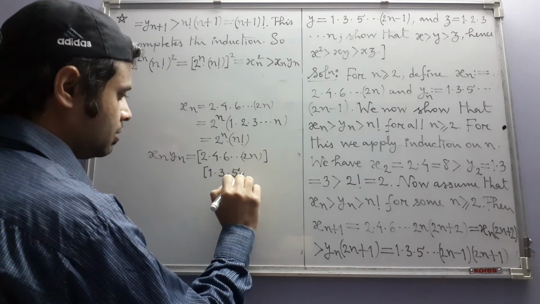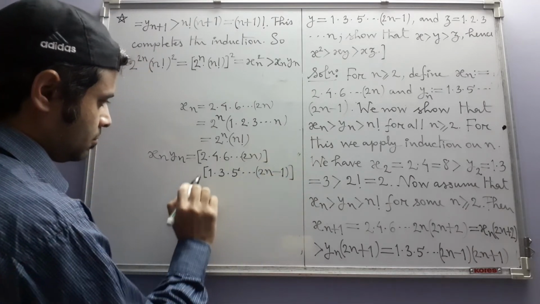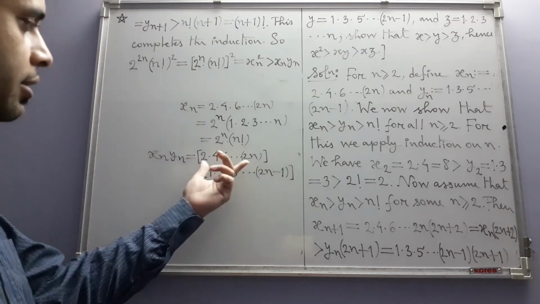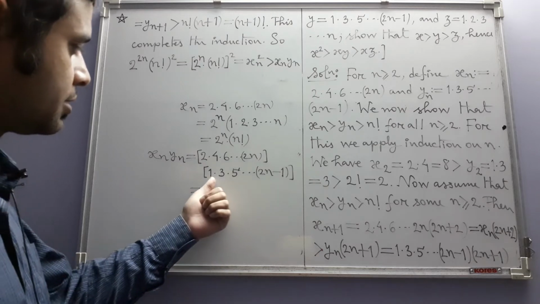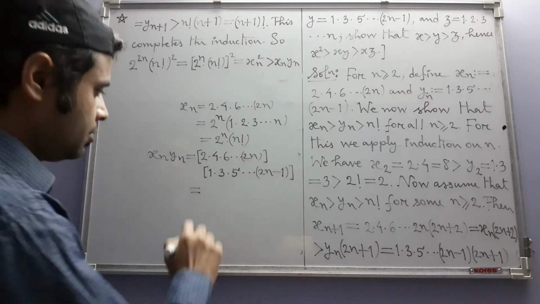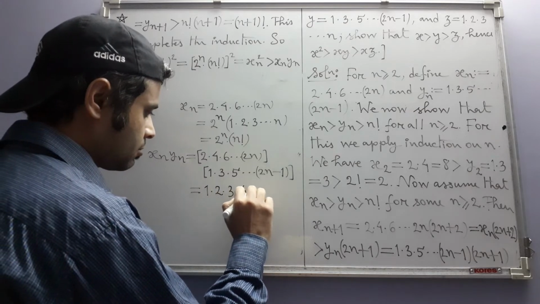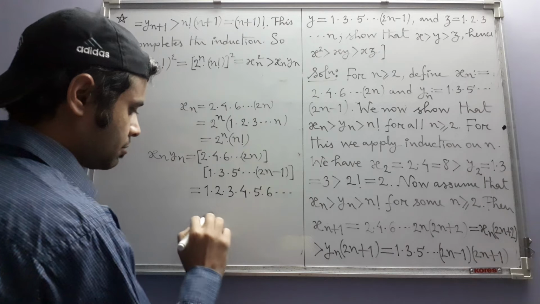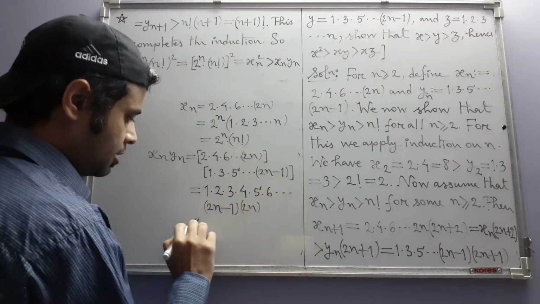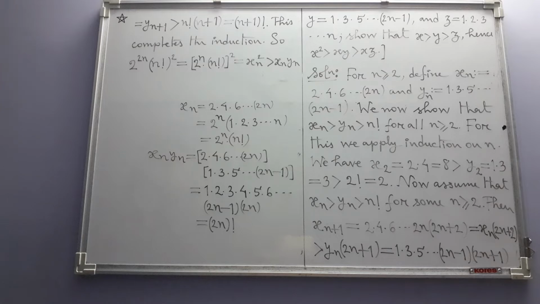1, 3, 5. In the first factor, we get all the positive even integers less than or equal to 2n. In the second factor, we get all positive odd integers less than or equal to 2n. In other words, we are actually getting this. That is nothing but 2n factorial.